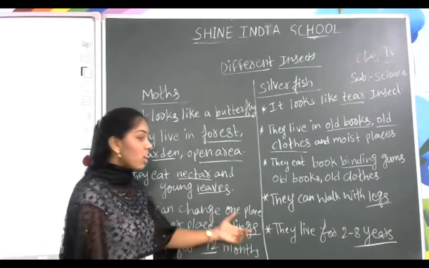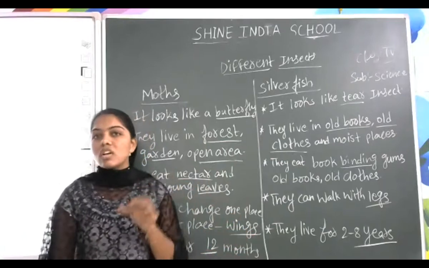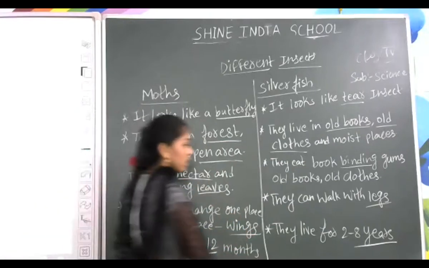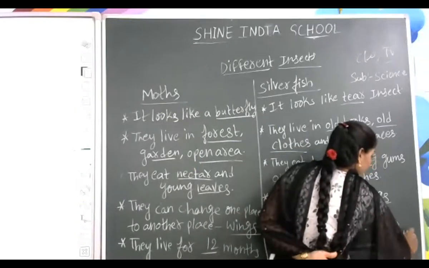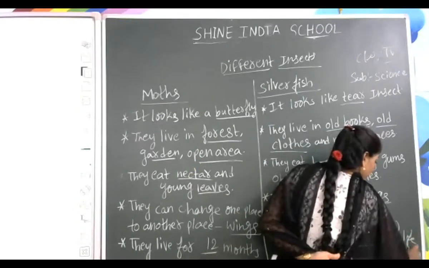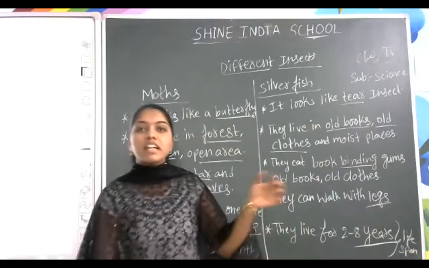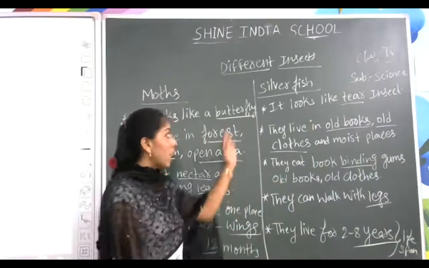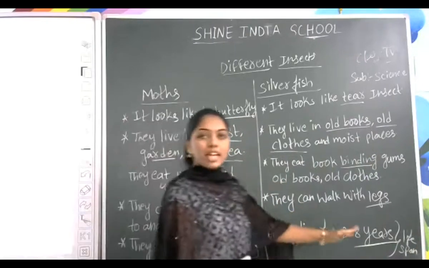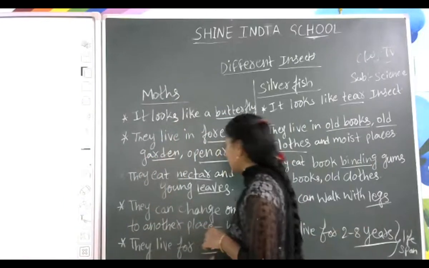Next, this is called the living period, which is called the lifespan. Yesterday also we discussed it. What we call a living period is called a lifespan. The lifespan of the silverfish is 2 to 8 years. The lifespan of the moth is 12 months.